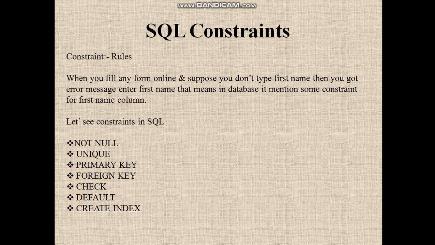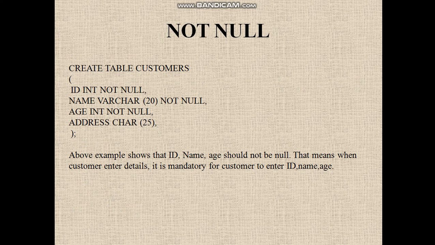So these are some constraints in SQL. For example: not null, unique, primary key, foreign key, check, default, create index. So let's see them one by one. The first is not null. While creating a table, you have to declare this not null constraint. So when you create a column, the column name is name, the data type is varchar, and here you can mention not null. Not null means this column is never blank.